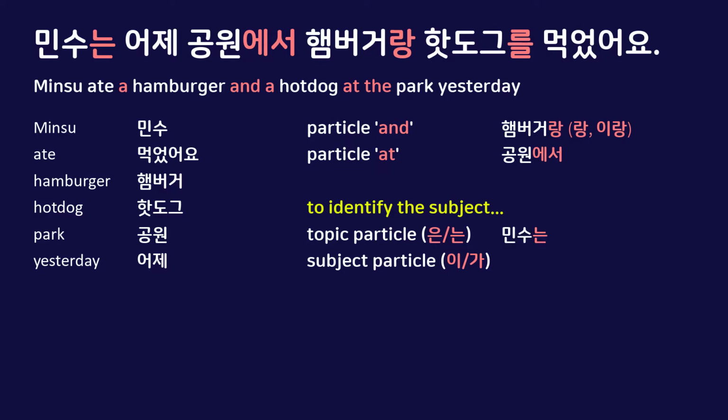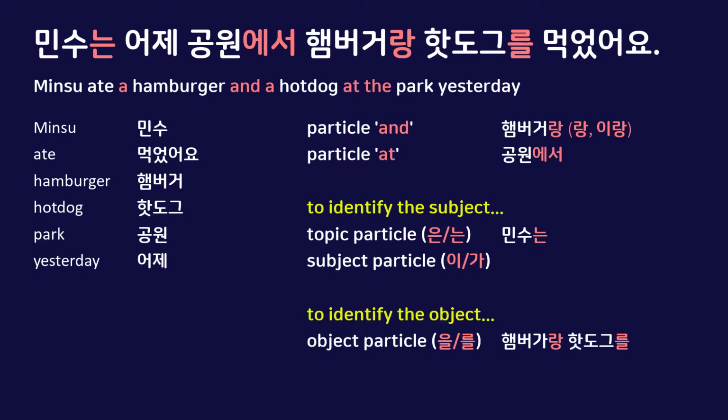And in this sentence, the sentence subject is identified with the topic particle 는. And for the objects of the verb, a hamburger and a hot dog, 햄버거랑 핫도그, we identify the object using the object particle 를. So in English, each function word has a different name, but in Korean, all these function words are called particles. We can identify what each particle is, such as topic particle, subject particle, object particle, and so on, but they are all referred to as particles.